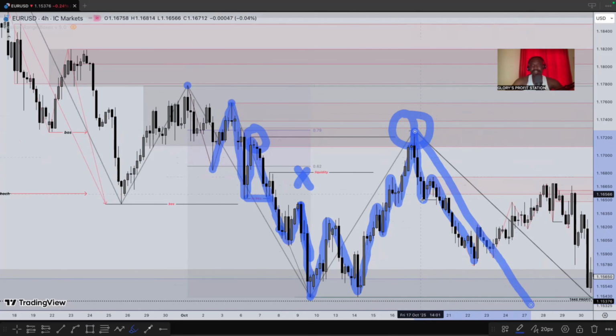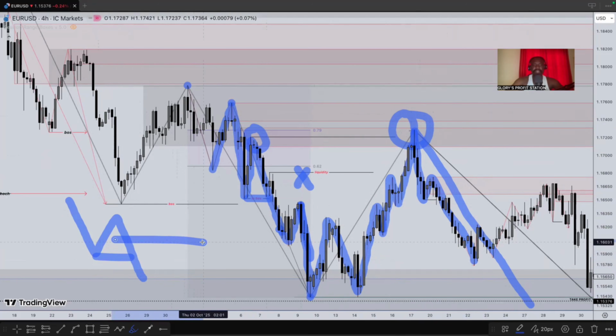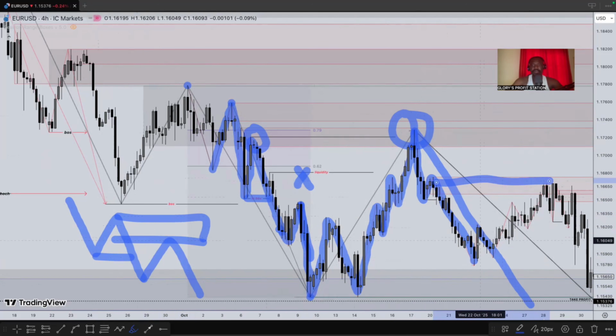Now I'm seeing the internal structure of the leg that's meant to do that, giving me something that looks like a low, high, low. We have a break of structure on the internal, and then we have a resistance level around here. So I'm simply expecting the market to once again come to this resistance level and sell, because I know that the final target for this is this low around here.